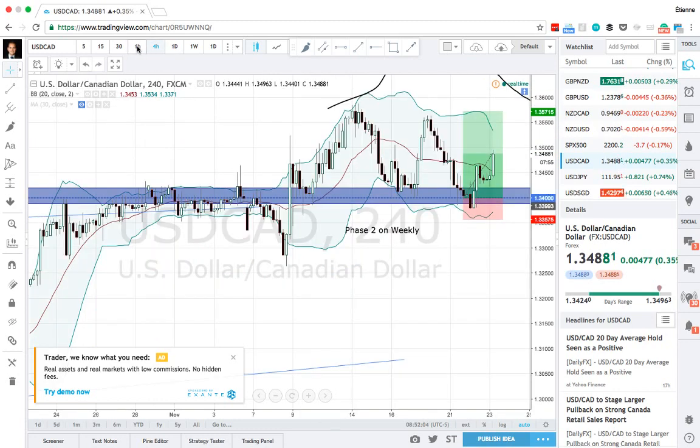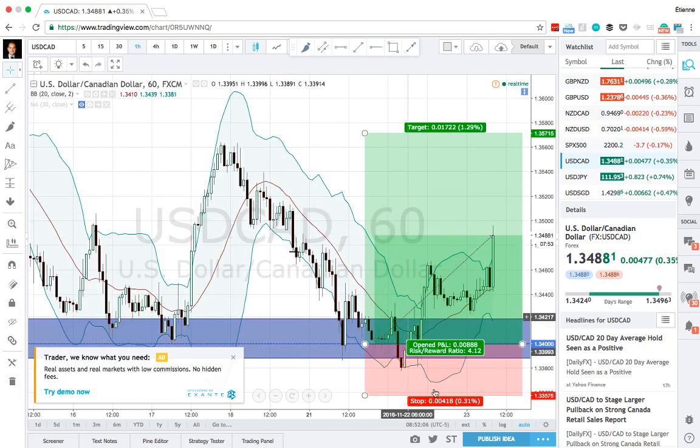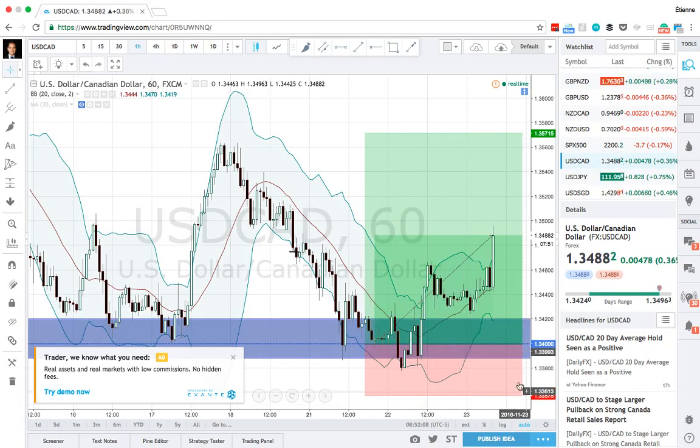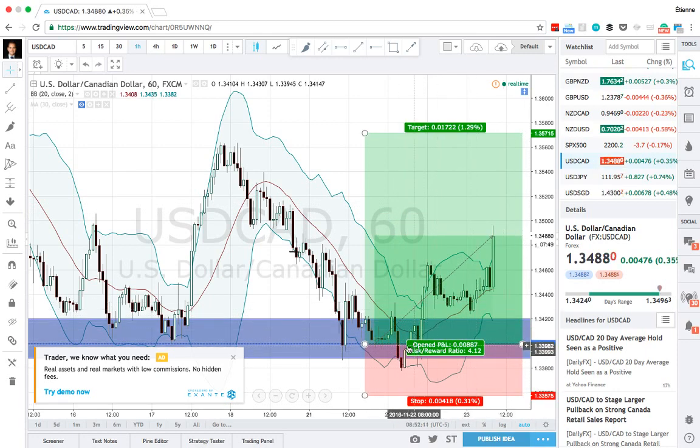Now I was looking at the 1 hour chart. This is where I entered the trade, about right there, at this level. So 134, basically, a little bit before. So right now we had a big move this morning.